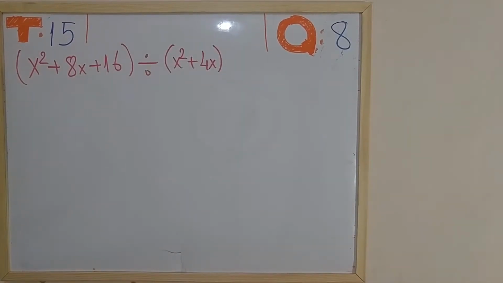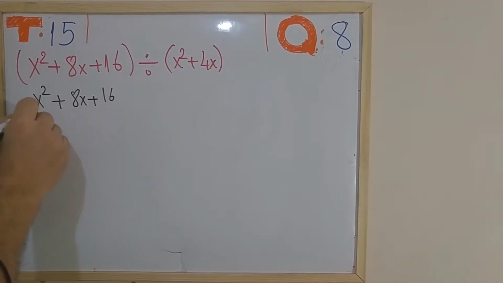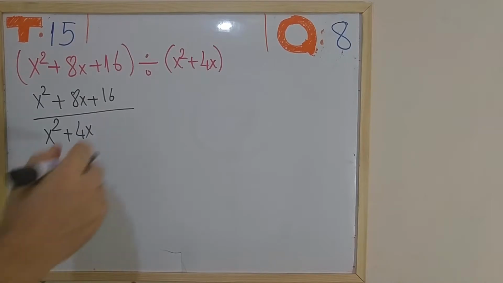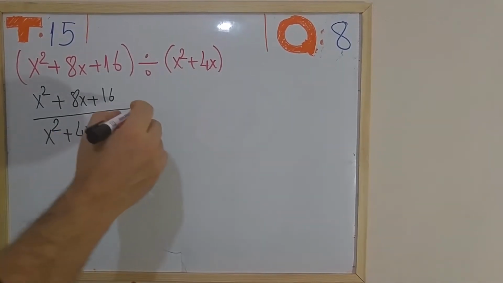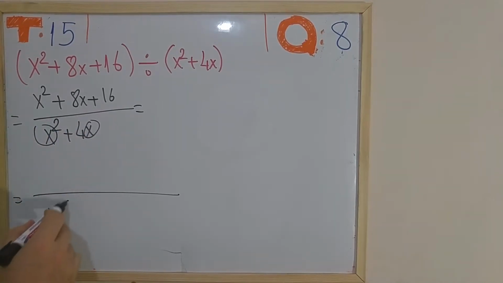What we're going to do: x squared plus 8x plus 16 divided by x squared plus 4x. Now we have to take these into some parentheses. Let's figure out the denominator first. As you already see, there is x in both of the terms here, so I can take x into parentheses. Then it's going to be equal to x times x plus 4.